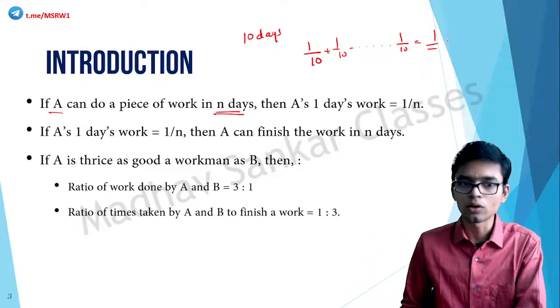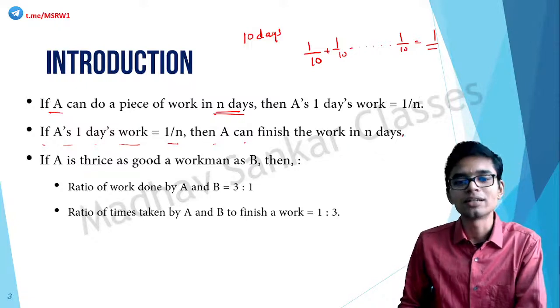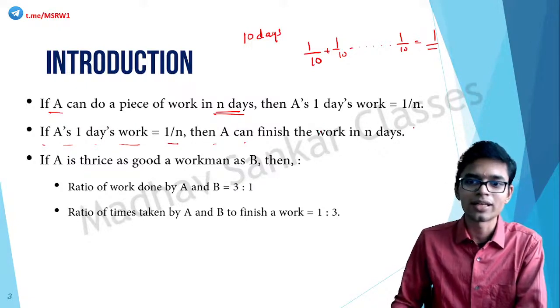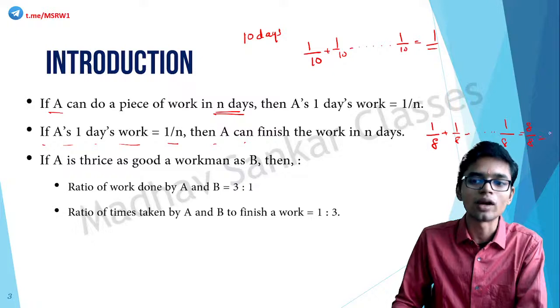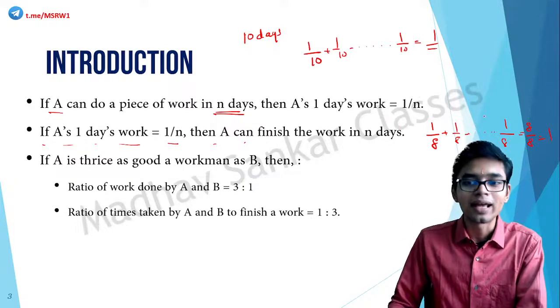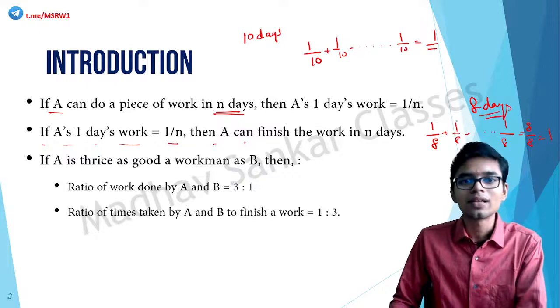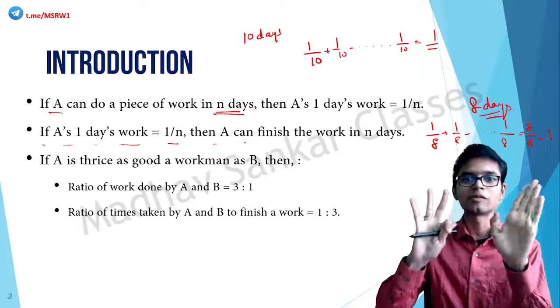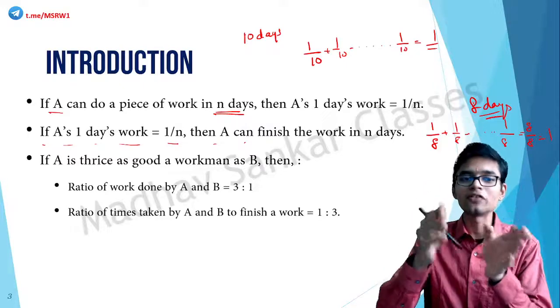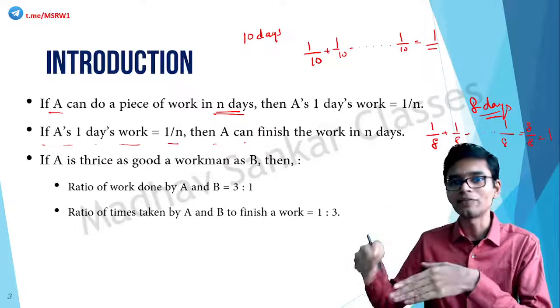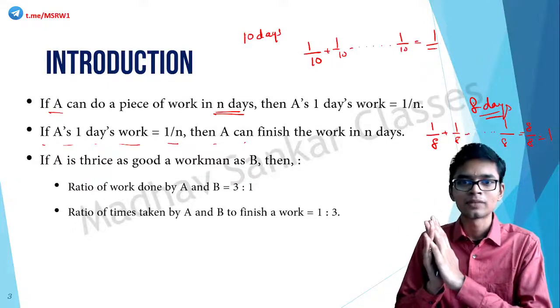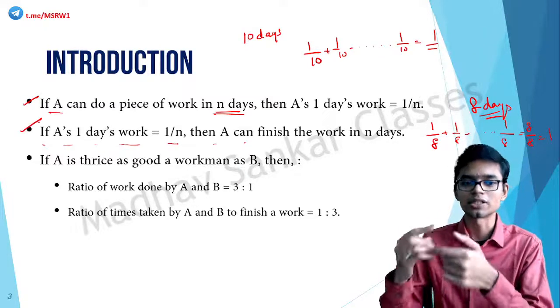So the reciprocal or corollary would be, if A's 1 day's work is 1 by n, then A can finish the work in n days. Correct? Think about it once again. If A's 1 day work is 1 by 8, then 1 by 8 plus 1 by 8 plus etc. If we write this 8 times, then it will be 8 by 8 is equal to 1, the full work. So it takes him 8 days. Correct? So if A's 1 day's work is 1 by n, then A can finish the work in n days. Okay, so these two are actually reciprocal to each other.